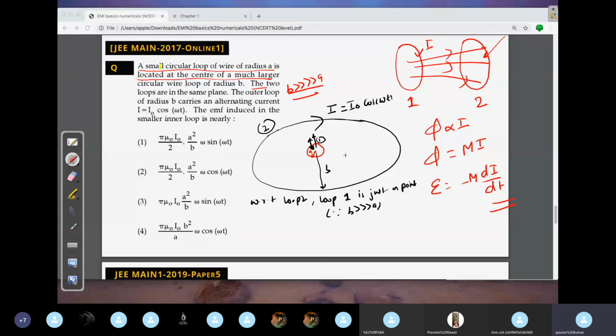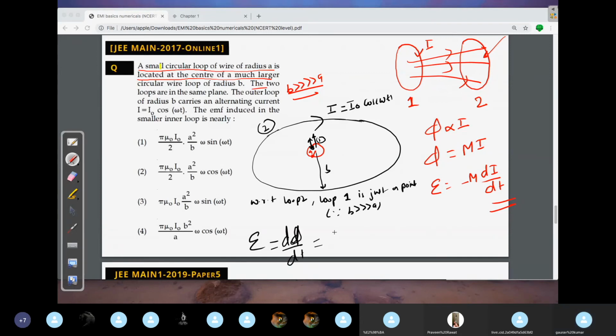So you will get an EMF induced here with this formula. They're asking EMF induced. You can use this formula, right? The EMF induced in the smaller loop will be equal to what? Basically EMF induced equals minus d phi by dt. You can leave minus right now. D phi by dt you can use here.